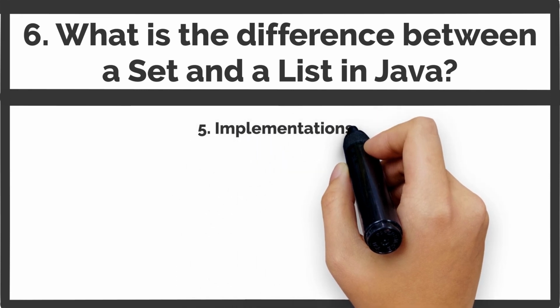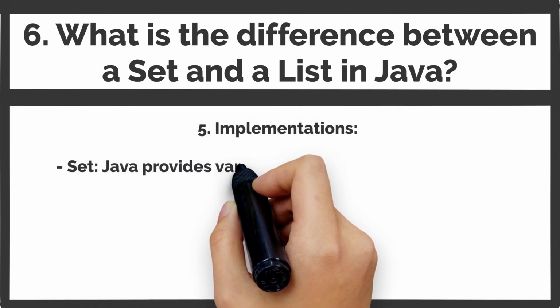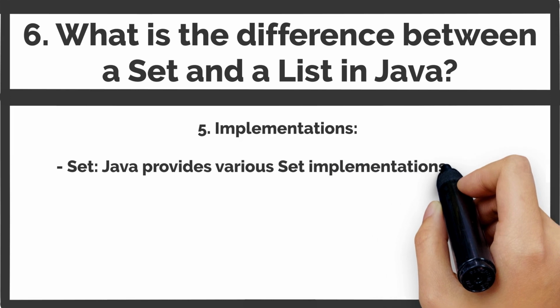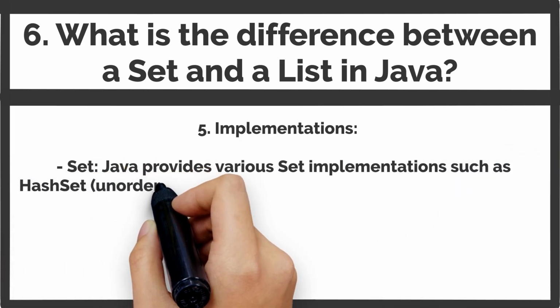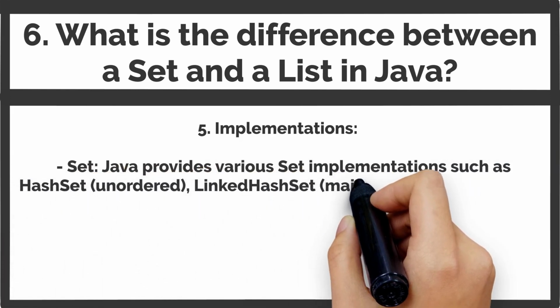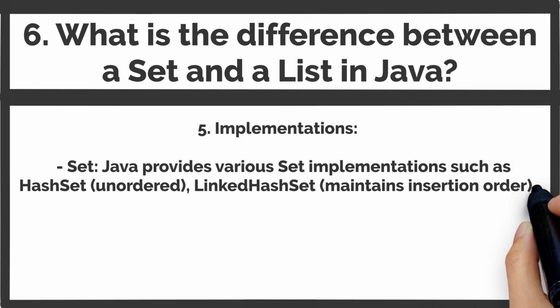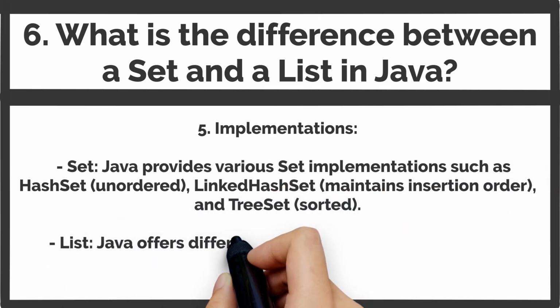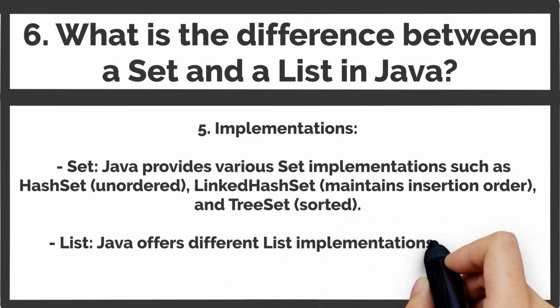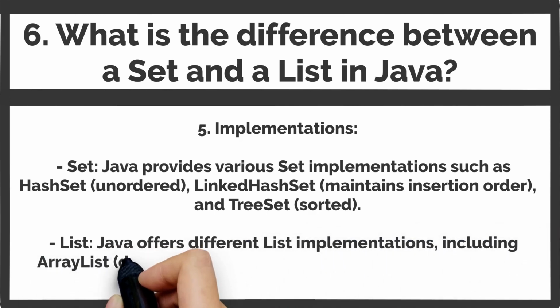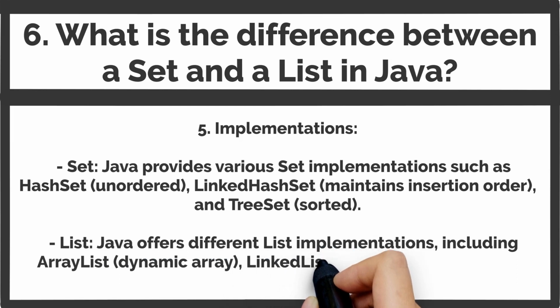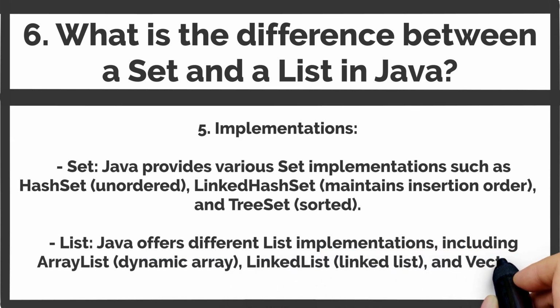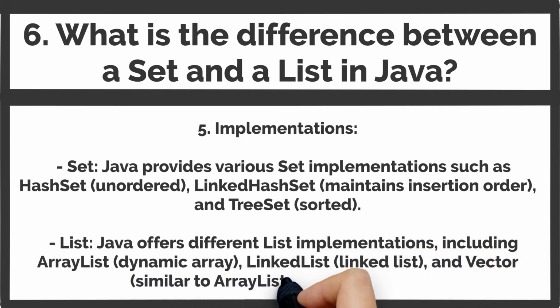5. Implementations. Set. Java provides various set implementations such as hash set, unordered, linked hash set, maintains insertion order, and tree set, sorted. List. Java offers different list implementations, including array list, dynamic array, linked list, and vector, similar to array list but thread safe.